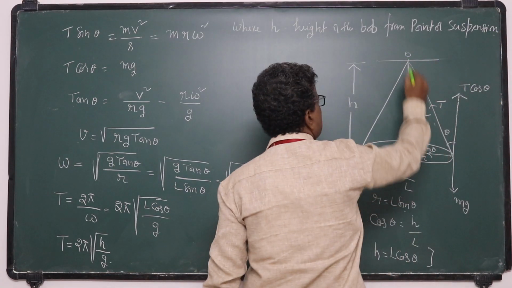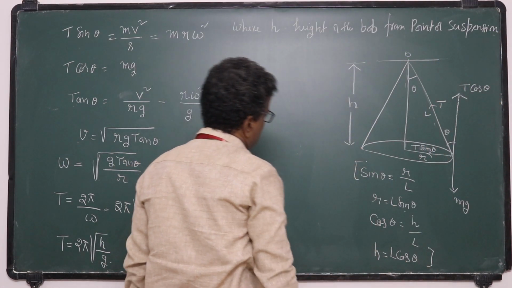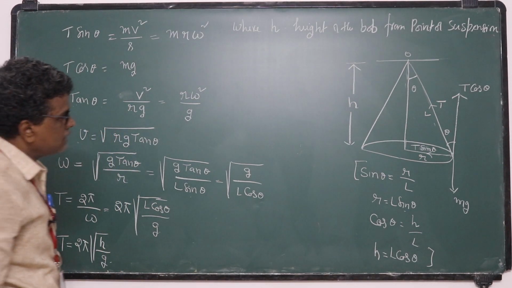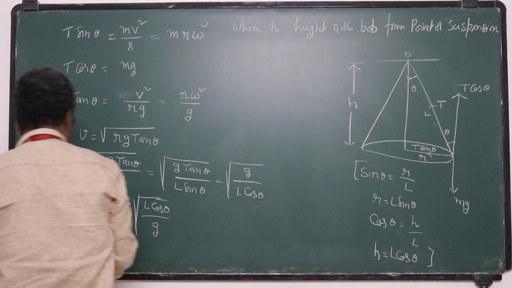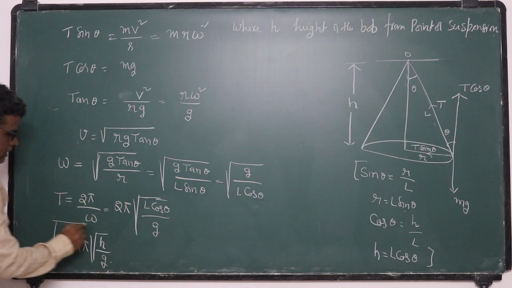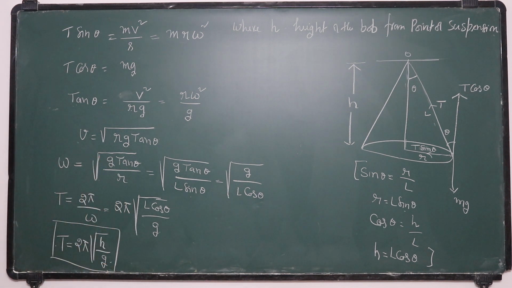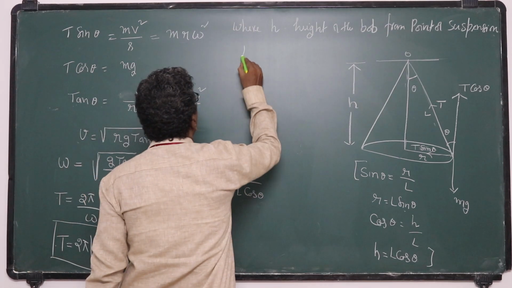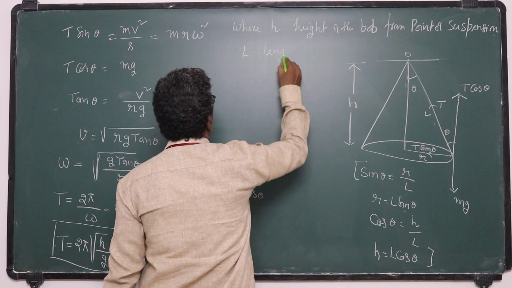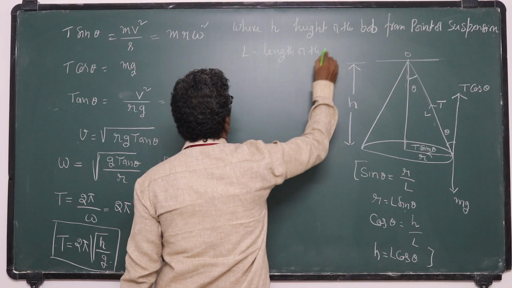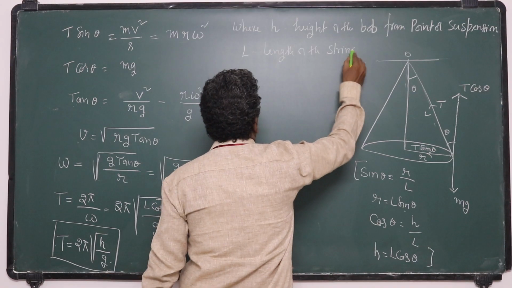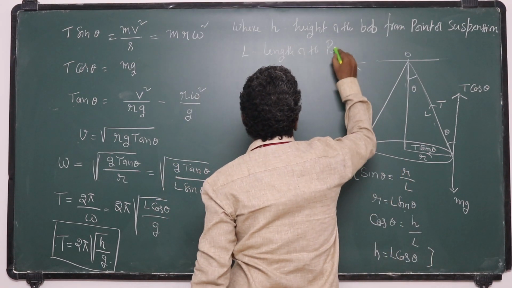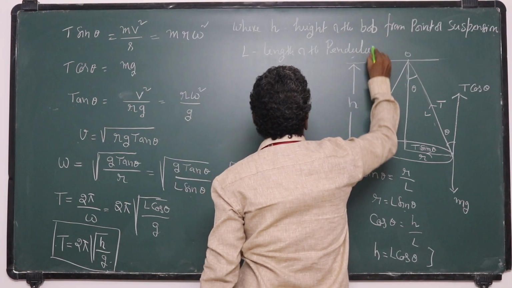This is the point of suspension. So here we can also write it as an expression for time period. If you want the expression for time period, you have to write this in terms of L. What is L here? Where L is the length of the string, or the length of the pendulum.